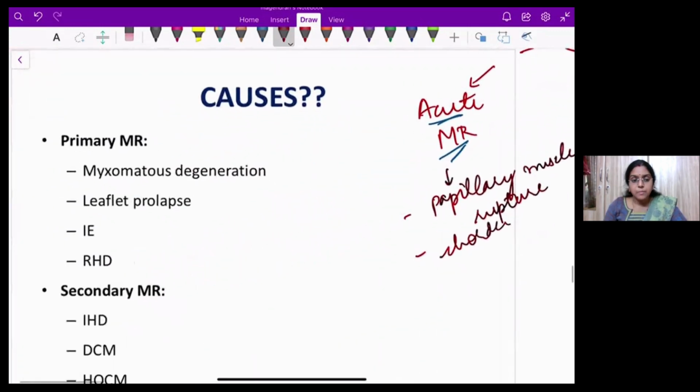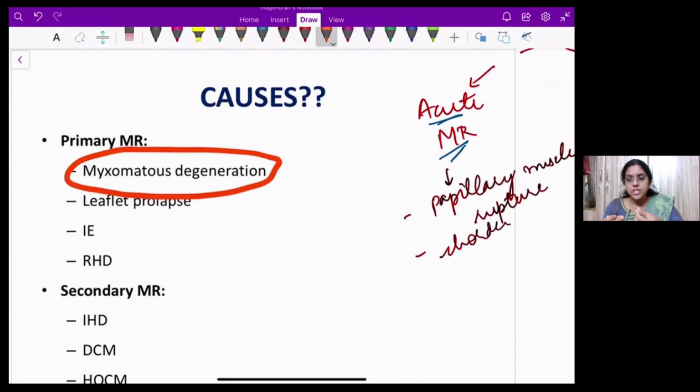In primary MR, the most common cause will be myxomatous degeneration. What do we mean by myxomatous degeneration? There is some degeneration in the collagen material of the valvular tissue. When myxomatous degeneration happens, the quality of the collagen is altered. So that is one of the most important causes of primary mitral regurgitation. The next can be leaflet prolapse, infective endocarditis, or the other more important one, rheumatic heart disease.